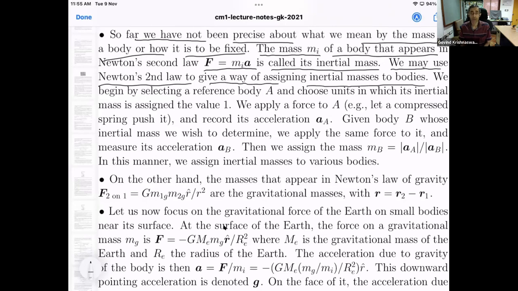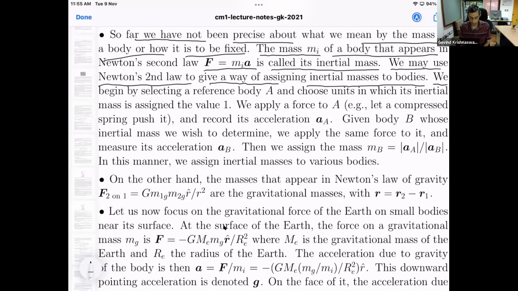Okay. We may have various intuitive notions of what mass is, maybe some amount of matter, and so on. And that is reasonable to have. But here we are going to use Newton's second law to give an operational definition of how we assign masses to bodies. A very practical approach. So how do we do this?